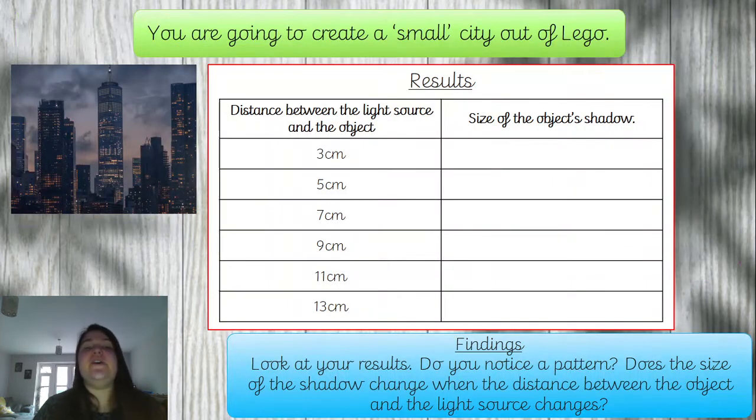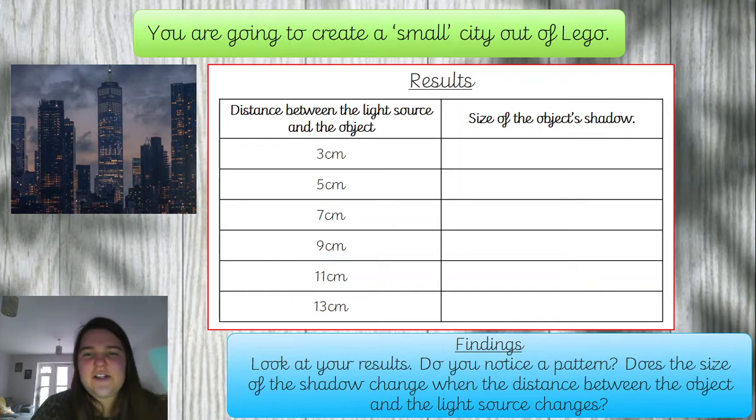Okay, so you're going to create a small city out of Lego. That is why I wanted to save this lesson for Urban Pioneers. Now, if you don't have Lego at home, that's fine. I don't have any Lego that is not already built, so I created my own cardboard version. It's just a bit of card of a city. Now, it doesn't need to be big, and I'll tell you why in just a moment.